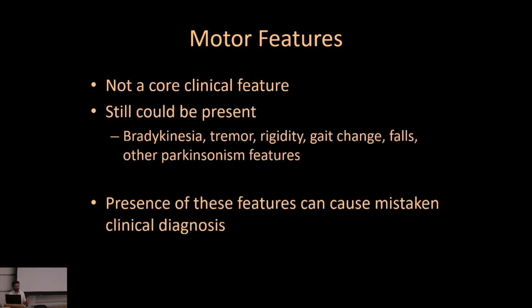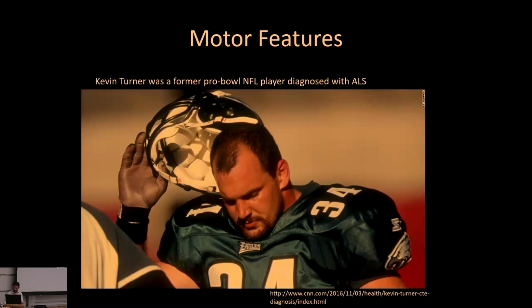Now, there's one thing we didn't talk about, that's the motor part of this. Motor features are not a core clinical feature, but they're supportive, and they make things, again, challenging to diagnose CTE, because they could still be present. And the presence of these features can often mistake it for another disease entirely. I bring up the case of Kevin Turner.